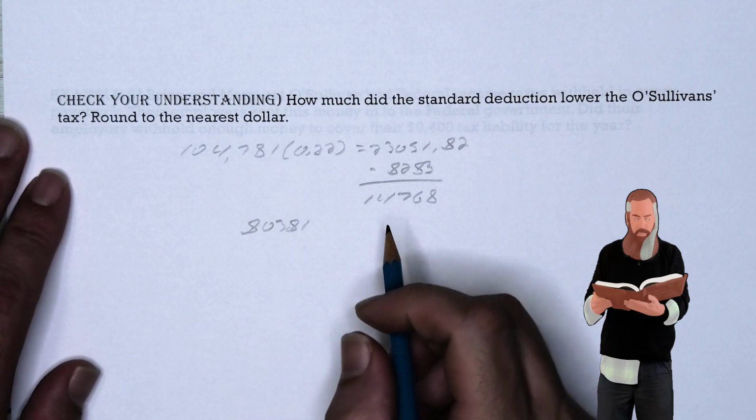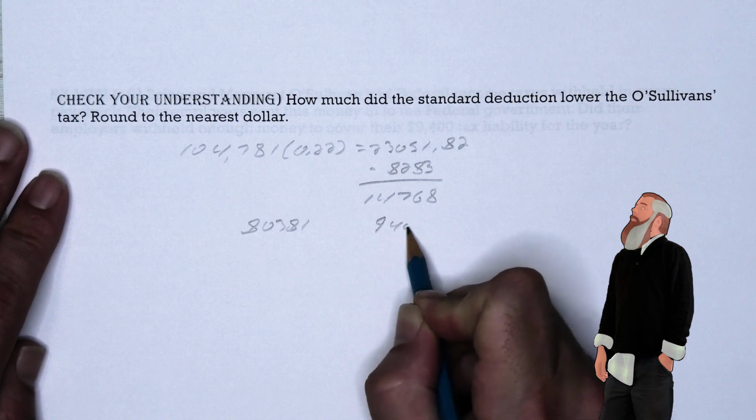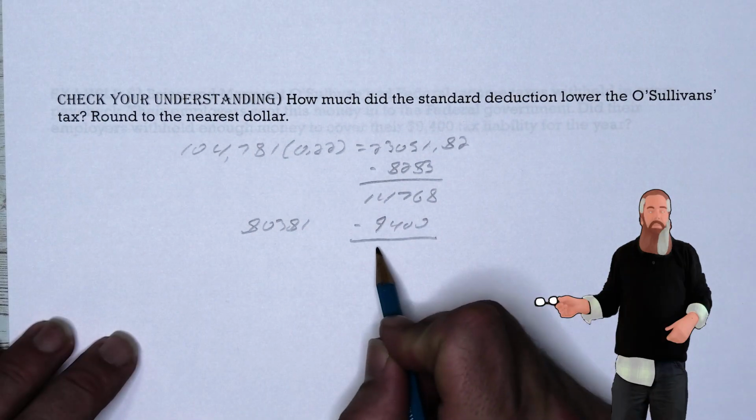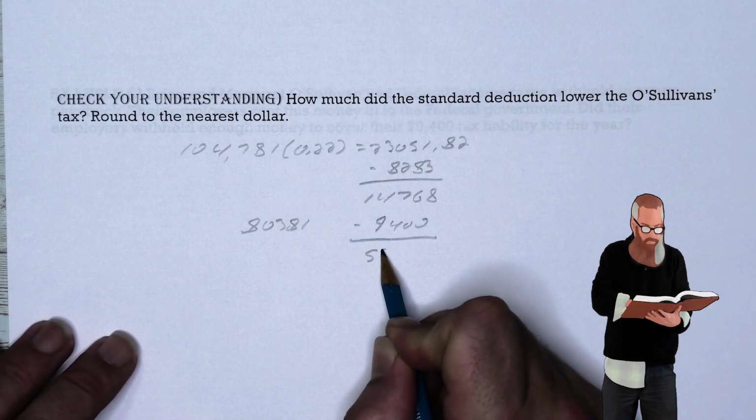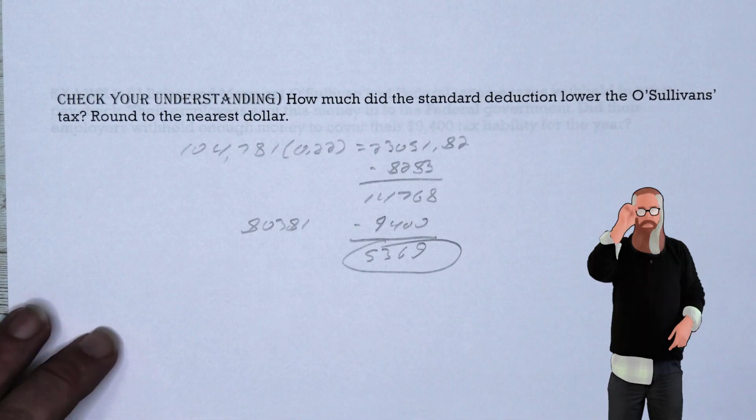But in fact, they paid taxes on $80,381 because of the standard deduction. This means they paid $9,400 in taxes. This gives them a tax savings of $5,369. Not too bad for using that standard deduction.